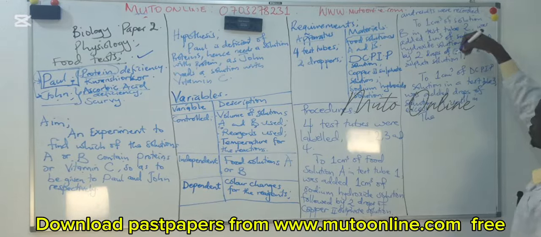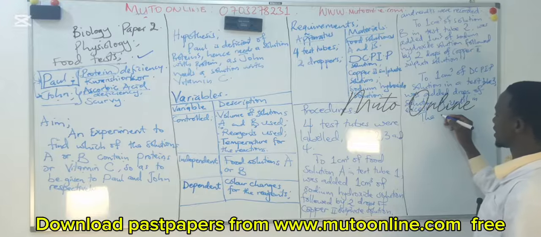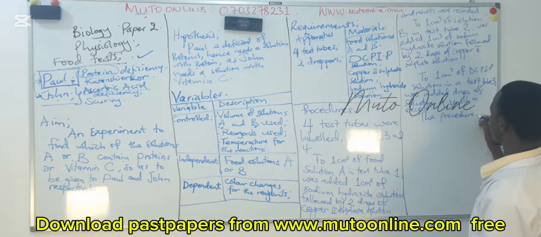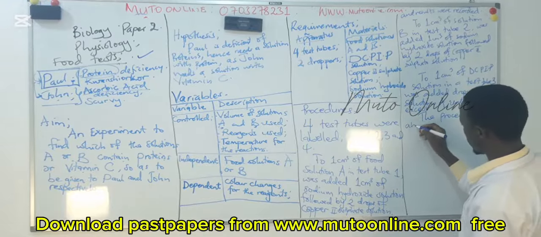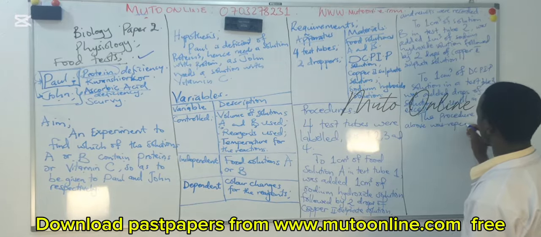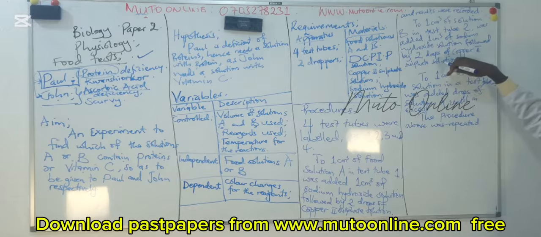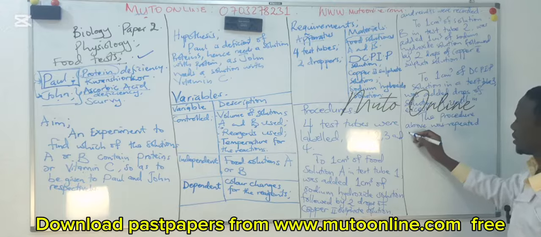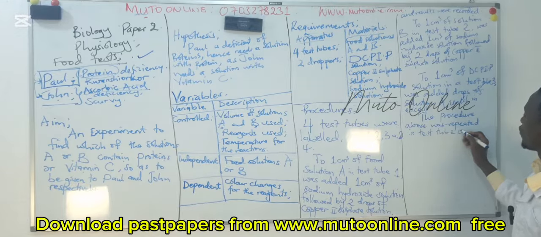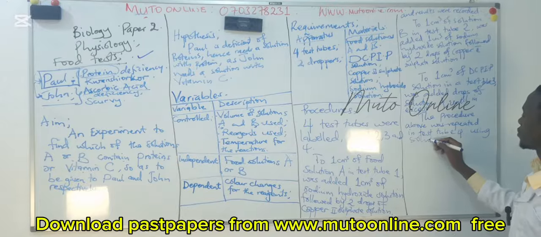And you can again write about test tube 4, but for me, I'm going to just say the procedure above was repeated. This procedure here was repeated in test tube 4 using solution B.